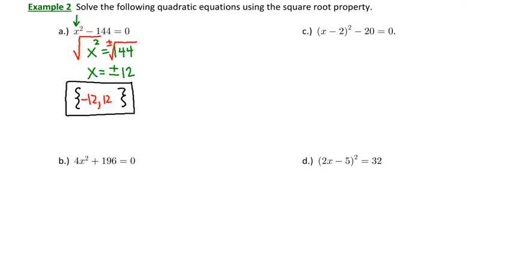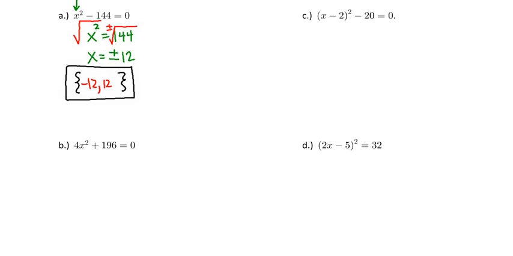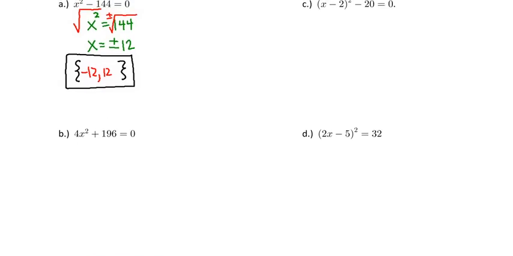Let's look at example B. So our goal is to solve using the square root method. So we have 4x squared plus 196 equals 0. Before I can take the square root of both sides, I have to isolate the quadratic term. So the first thing we're going to do here is subtract 196 from both sides. Again, continuing to isolate x, we're going to divide both sides by 4. And negative 196 divided by 4 gives me negative 49.